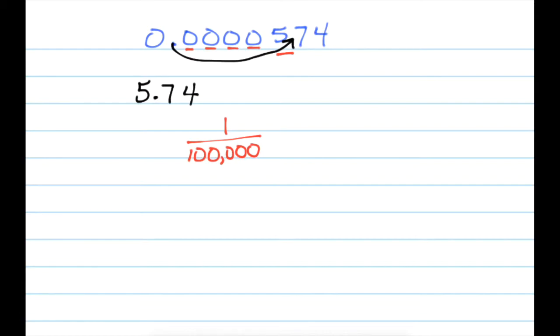Now if we write that as a power of 10, that's 1 over 10 to the positive 5 power. And if we write that as a normal number, it's 10 to the negative 5 power. So that's what I'm going to use to fill in my scientific notation.